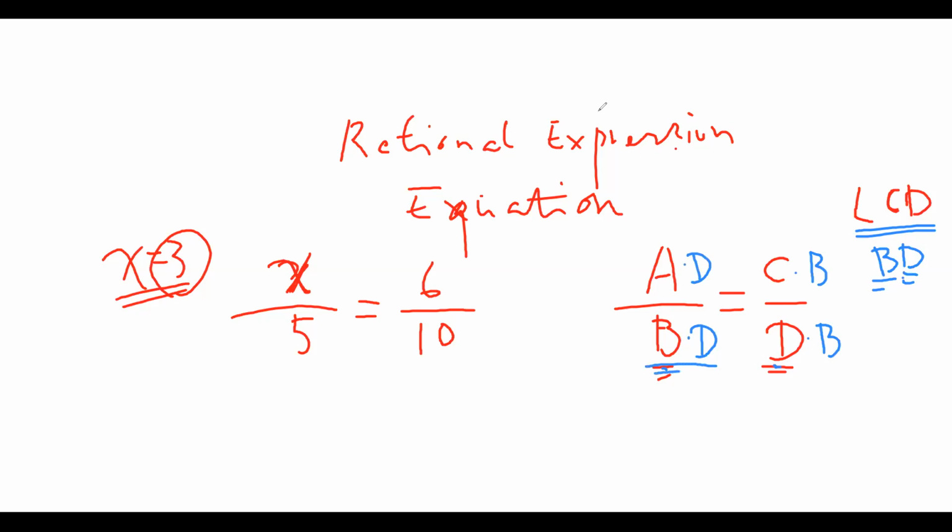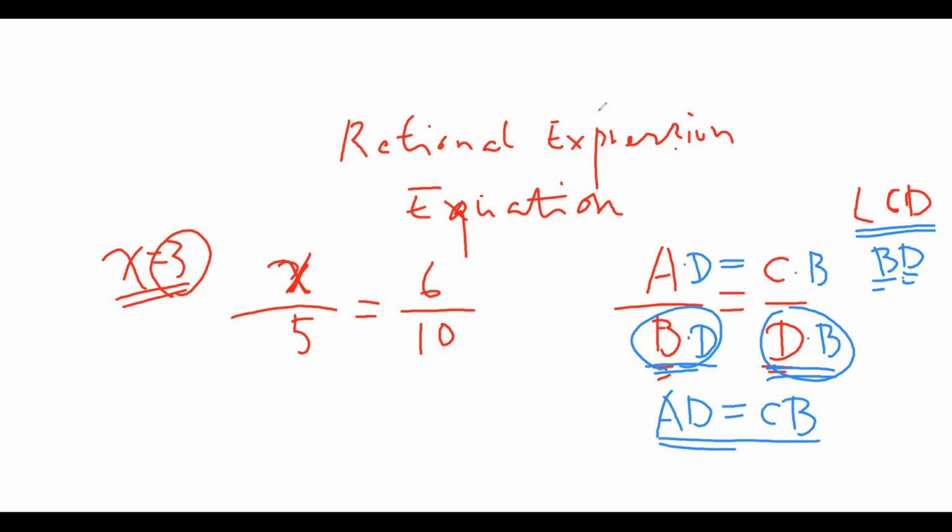So right now the numerators have the same denominator. When the denominator becomes the same, the numerators should be the same, right? So it means AD equals CB. Do you notice this one is actually called the proportion property: A times D equals B times C. This is called the proportion property.